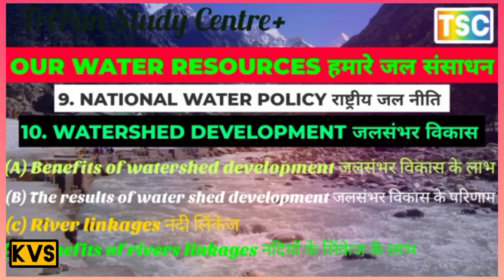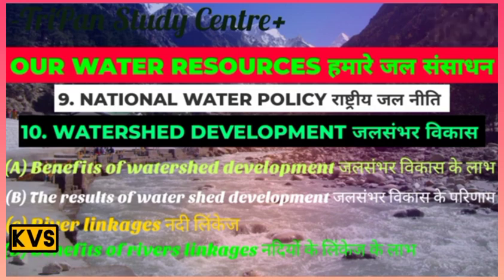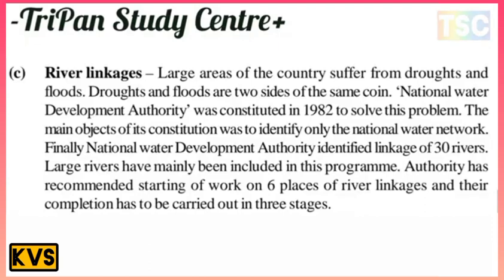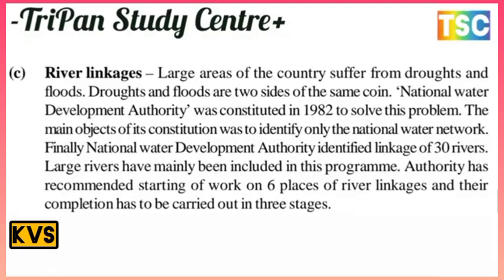The next topic is river linkage. It is most important that rivers be linked to each other. A large area of the country suffers from drought and floods. Drought and flood are two sides of the same coin. You know that is an important point.